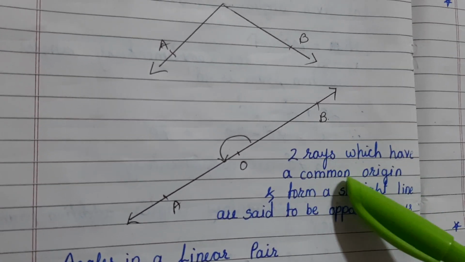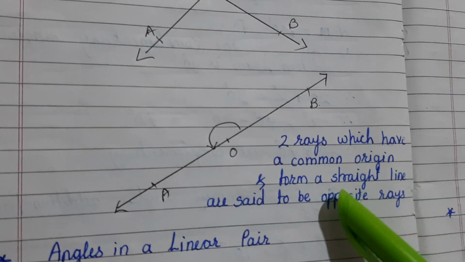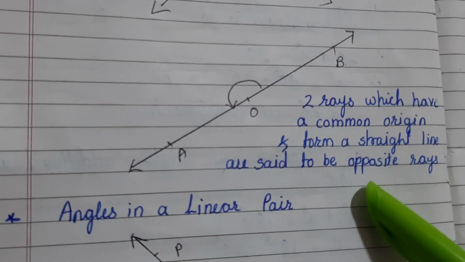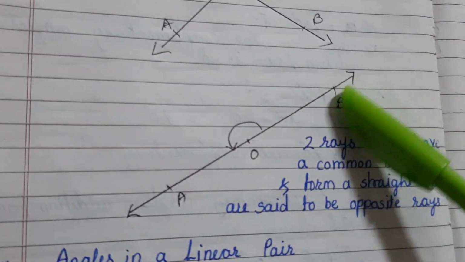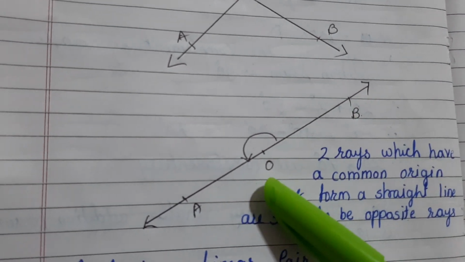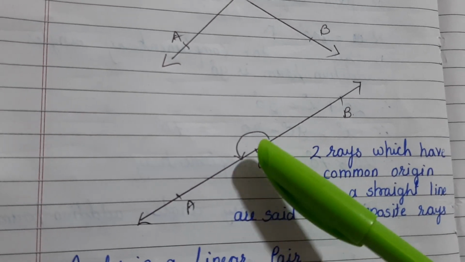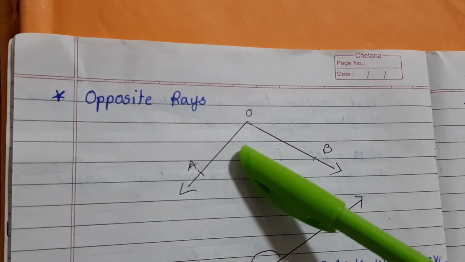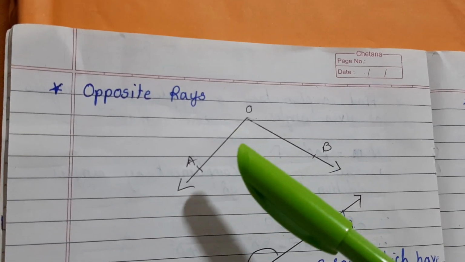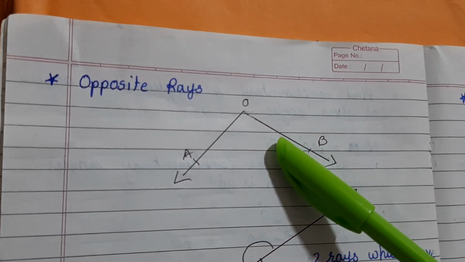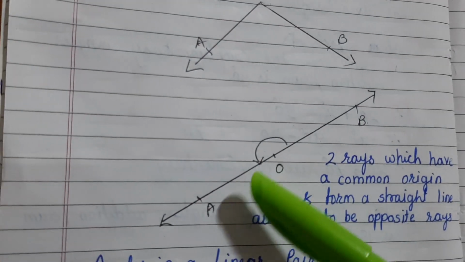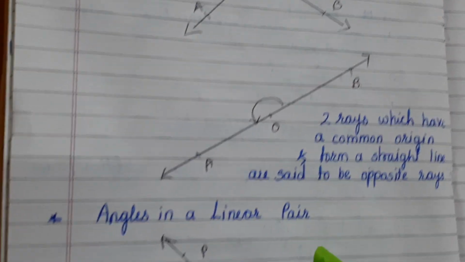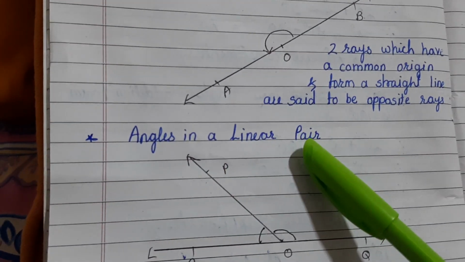See, two rays which have a common origin and form a straight line are said to be opposite rays. Here, these two rays form a straight line. They have a common origin. Here, a common origin is there, but they are not forming a straight line. So, these two rays are not opposite rays and these two rays are opposite rays, right? Now, we are going to see the next part, angles in a linear pair.